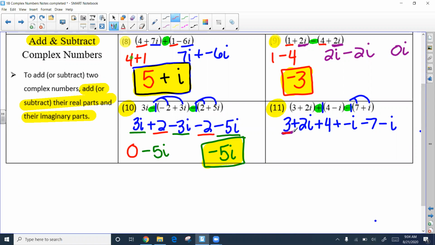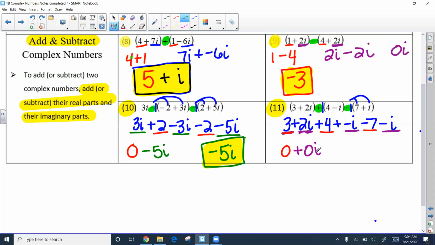After I simplify all the signs, I can combine all the real parts. The real parts, I have +3, +4, and −7. Again, that adds up to 0. And then if I add the i's, I have 2i, −i, and −i. 2i minus i is i, minus i is 0. Technically, if you wanted to write it in standard form, we could write it as 0 + 0i, but there's no need to write that.